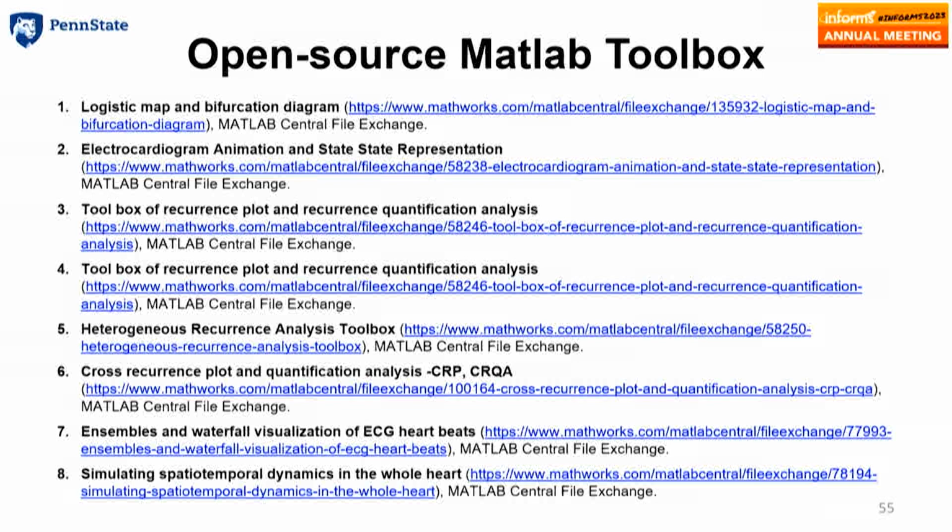So far, I have given a brief introduction of nonlinear dynamics, and then we dove into recurrence theory and heterogeneous recurrence theory. And then we talked about self-organizing networks. We covered these topics, and most of the demos and the links are shown in this slide. You can also find those links in the PDF tutorial available on the INFORMS website.